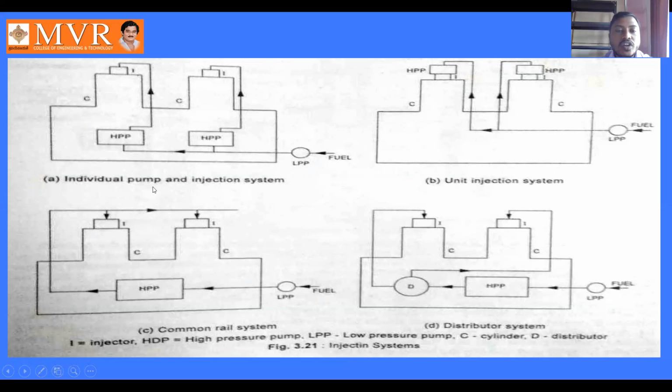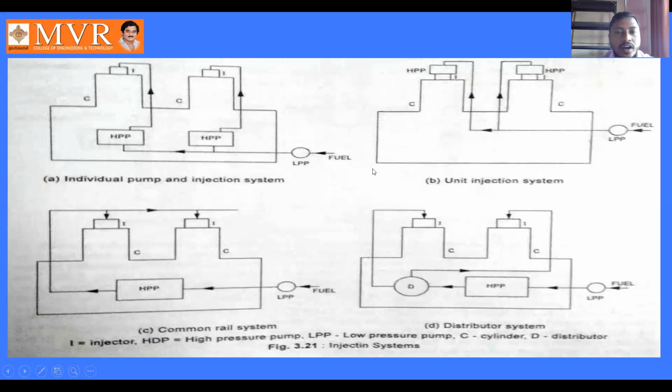In the individual pump injection system, in the name itself, individual means single. For every cylinder, these are the two cylinders, there are separate high pressure pumps. For the first cylinder we have a separate high pressure pump, and for the second cylinder we have another separate high pressure pump. Individual pumps are there for each cylinder, and using these different high pressure pumps, we send the fuel to the fuel injectors. From the fuel injectors, the fuel is injected into the engine cylinder.